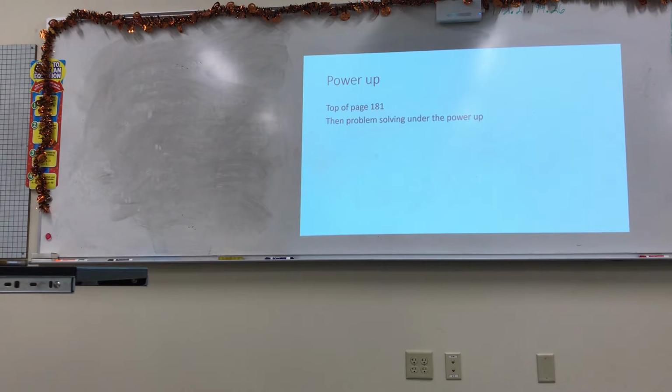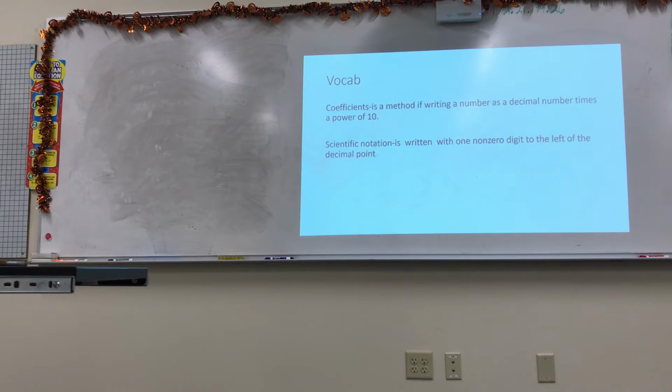At this point in the video, you can pause and do your power up to get your mind clear and on math. Vocab: coefficient. Scientific notation is a method of writing a number as a decimal number times a power of 10. Scientific notation is written with one non-zero digit to the left of the decimal point.